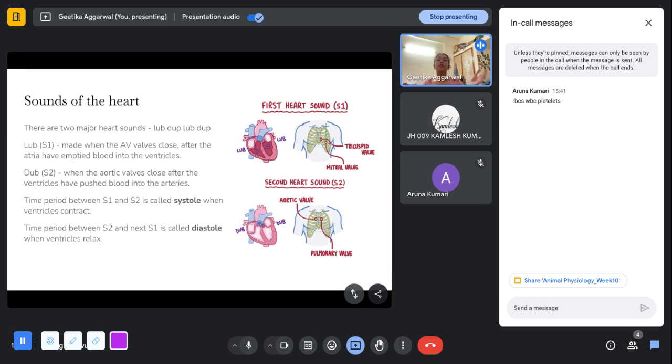So there is lub dub. The time period between lub and dub is called the systole, and the time between dub and the next lub is called the diastole. This is when the ventricles relax. So this is all about the sounds of the heart.